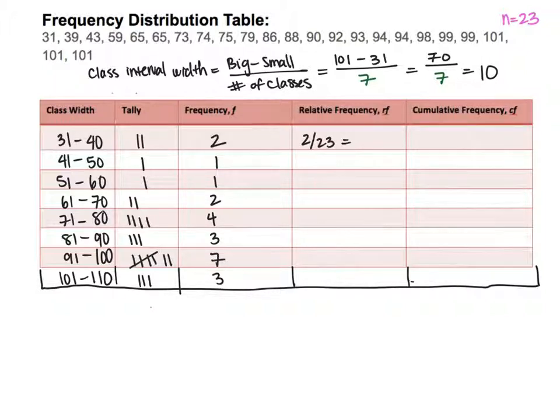Which is about 0.09 if I round to 2 decimal places. I'm going to do it for the next one. 1 divided by 23, and I'm just rounding to 2 decimal places. 1 divided by 23 is still 0.04.